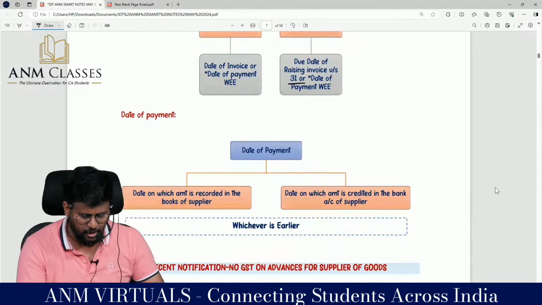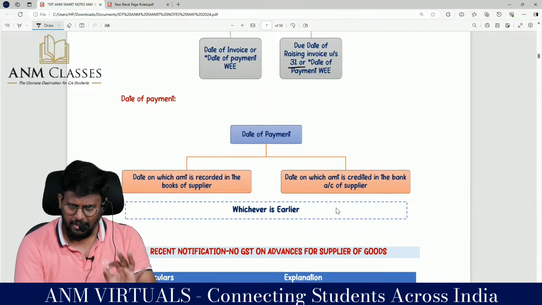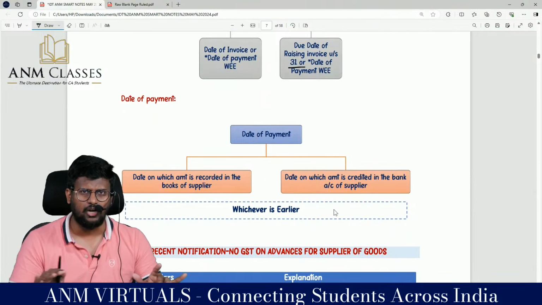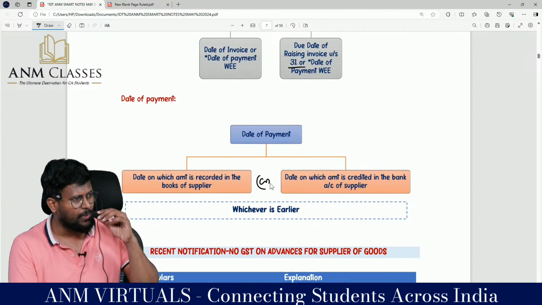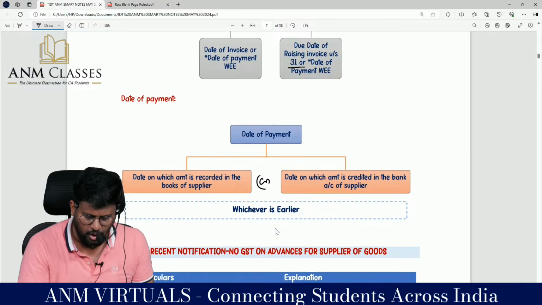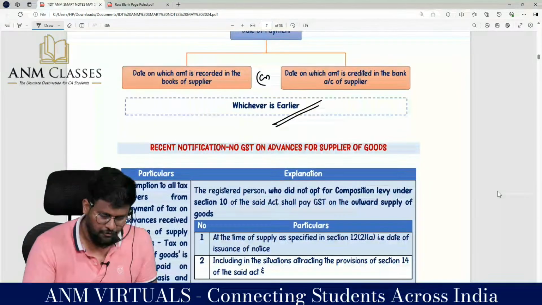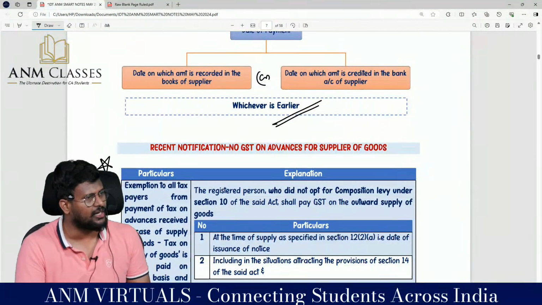We should know what is the date of payment. Yes, sir. Date of payment is the date on which the amount is recorded in the books of accounts of the supplier, or the date on which the amount is credited in the bank account of the supplier, whichever is earlier. Very important notification, correct? Yes, sir.